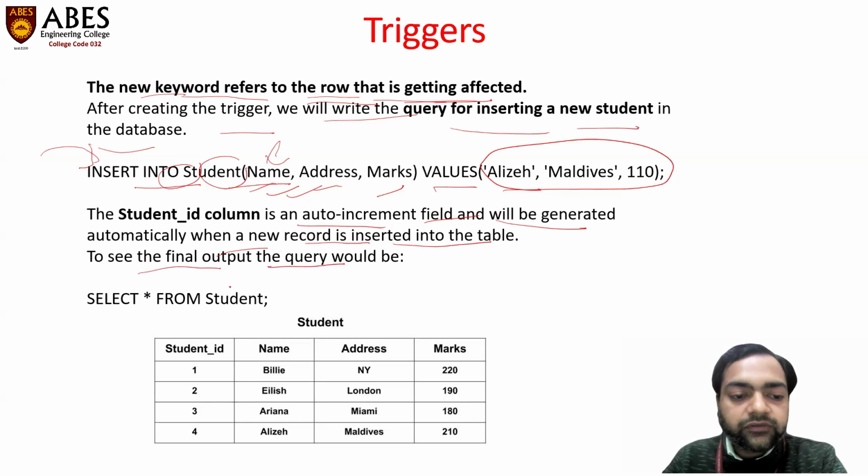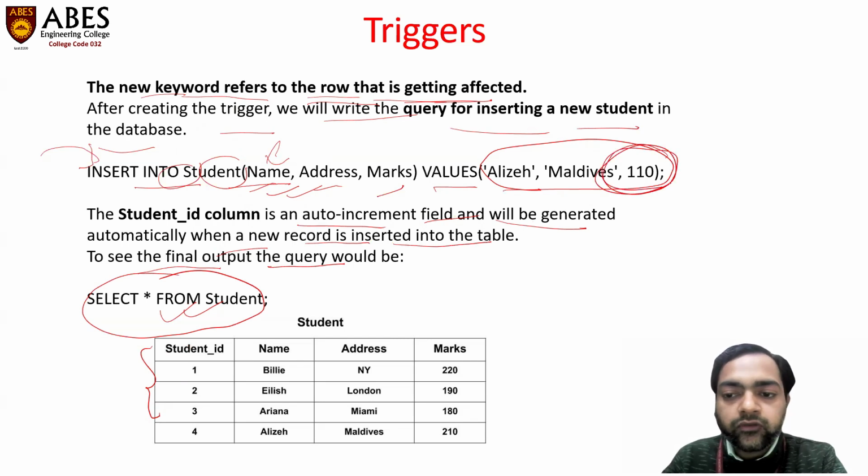To see the final output, we need to execute this select statement, select asterisk from student, and we have seen that the first 3 rows had already been created before executing this insert statement. And after performing this insert statement, we have provided the value of marks here as 110, and you will get 210 in this case.